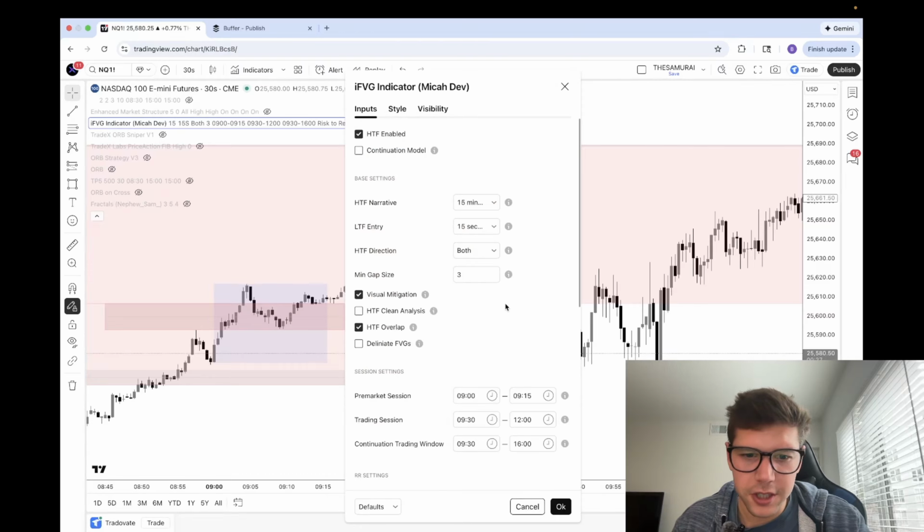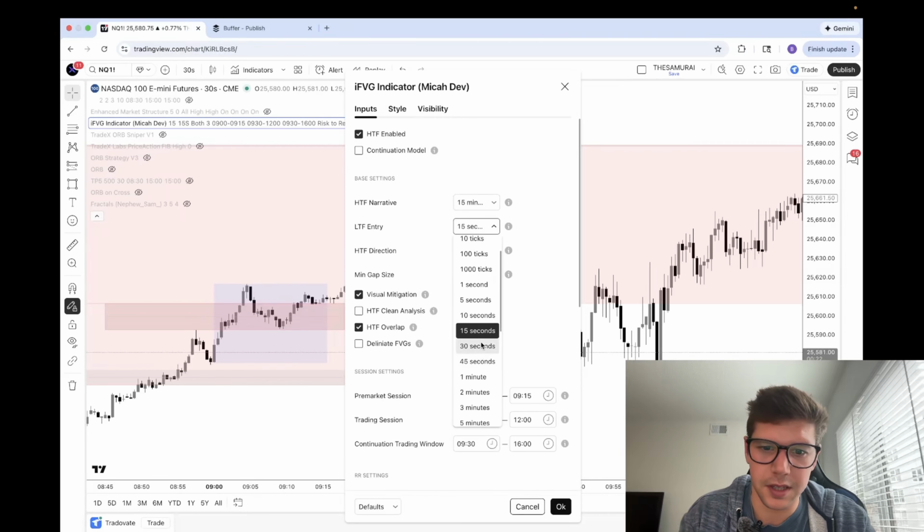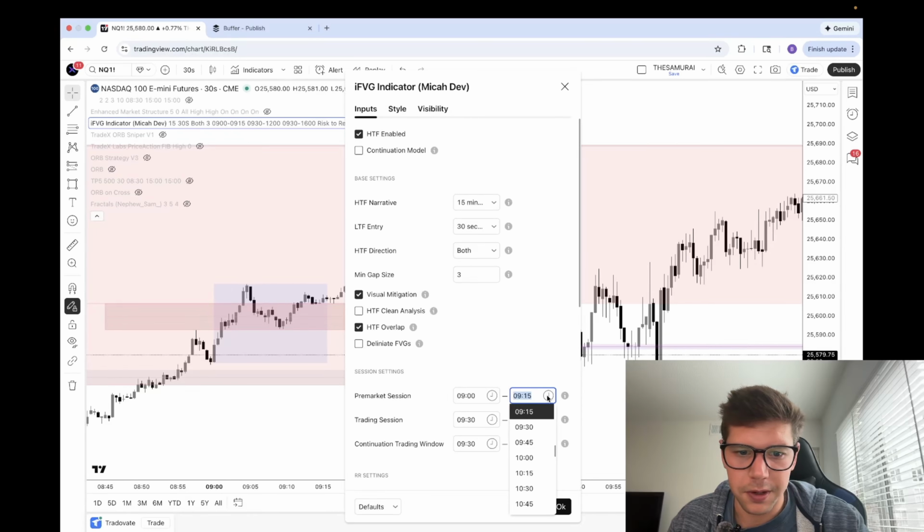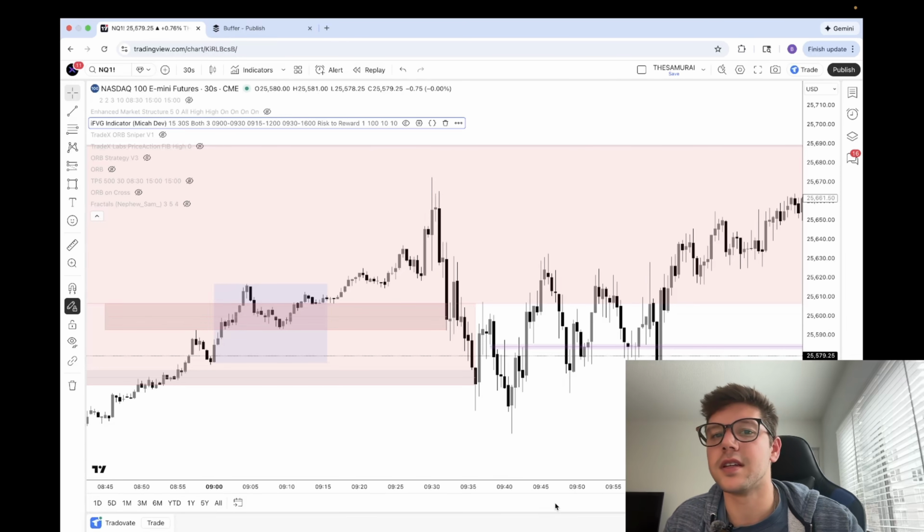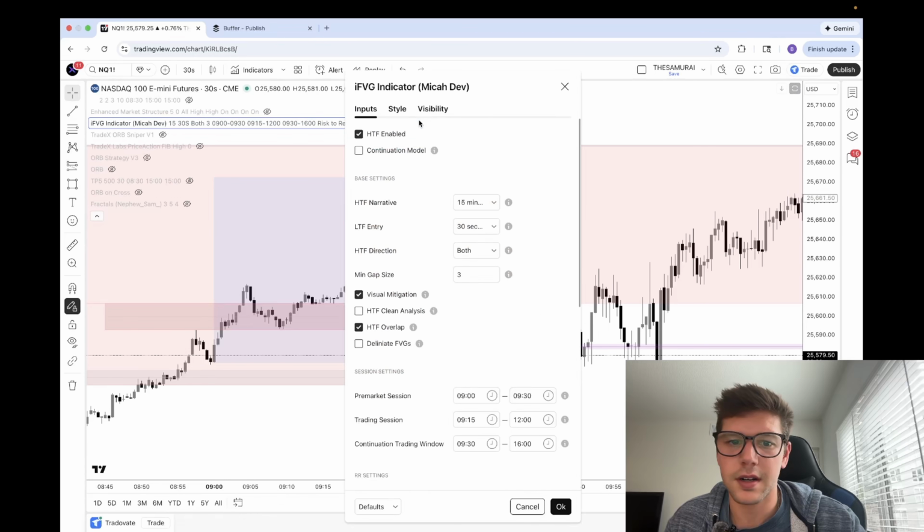All right, well, unfortunately, I'm still working on this iFVG indicator. It's going to take a little bit to get this one perfect. We'll get this back to 9:30 here, trading session. Maybe let's try bringing that to 9:15 and see if the indicator will get what we want here.